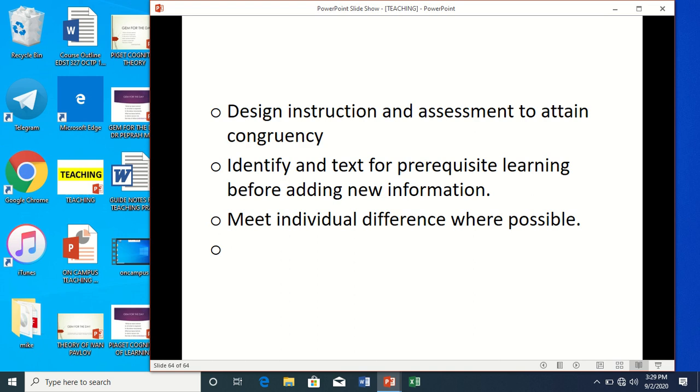Design your instruction and your assessment to attain congruency. Identify the text for requisite learning before adding new information, and meet individual differences as much as possible, because we know that there are individual differences.